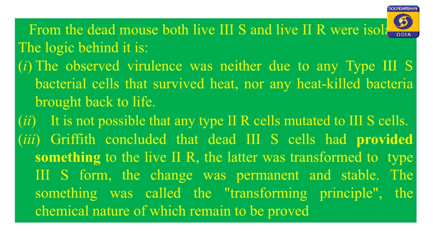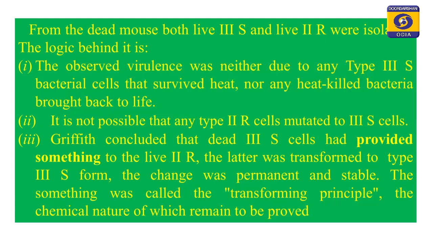Griffith tried to justify or analyze what might be the reason for the appearance of type 3S bacterium from the dead body of the mouse, because he did not inject live 3S, but how did they come? So the first proposal, that all were heat killed and none survived, was okay. The second analysis: is there any possibility that 2R may mutate to change to 3S? It is not possible, because in each category mutation is possible, but type 2R cannot mutate to type 3S.